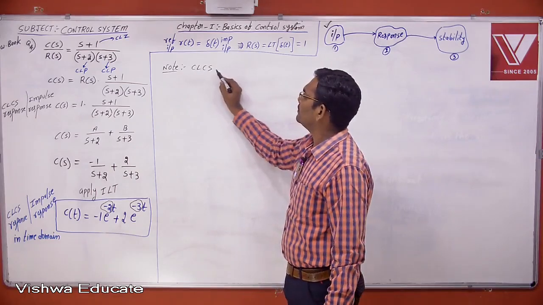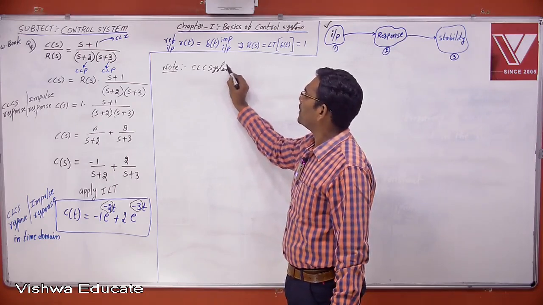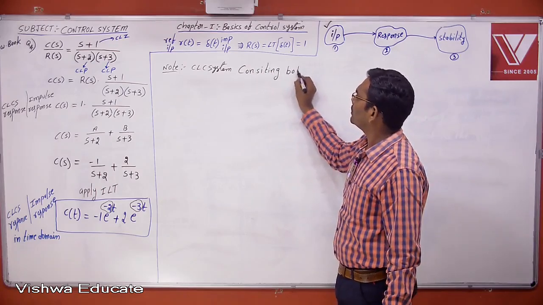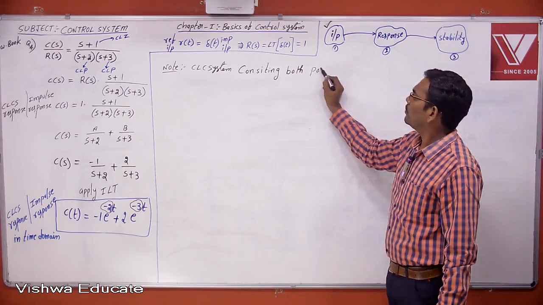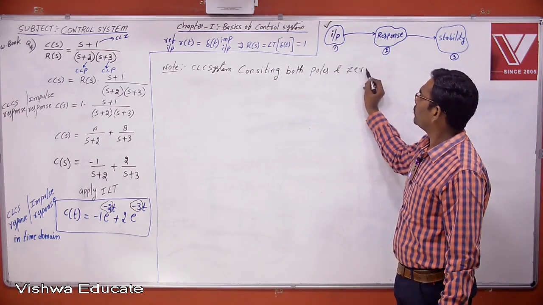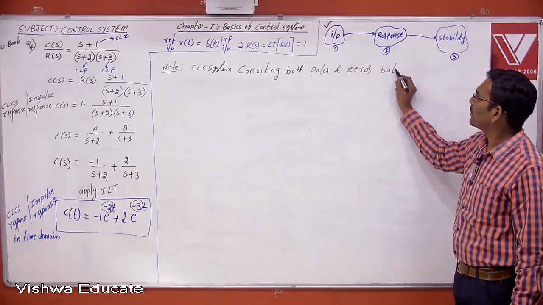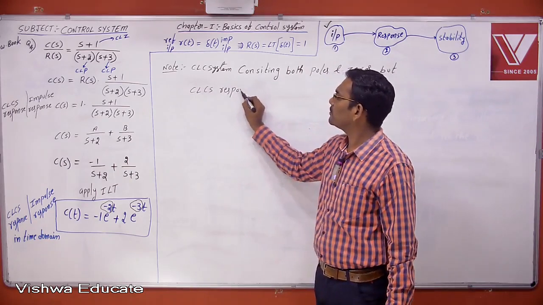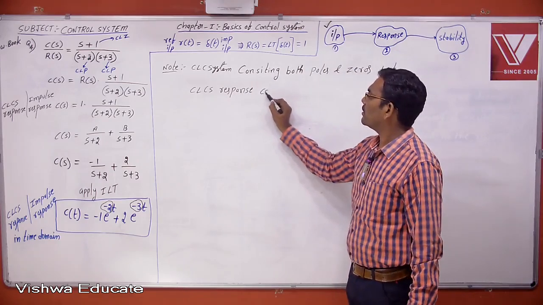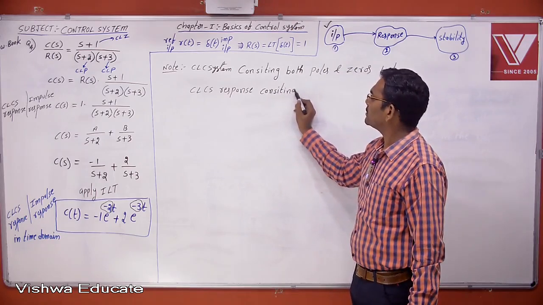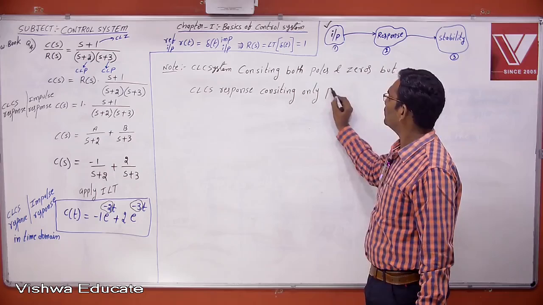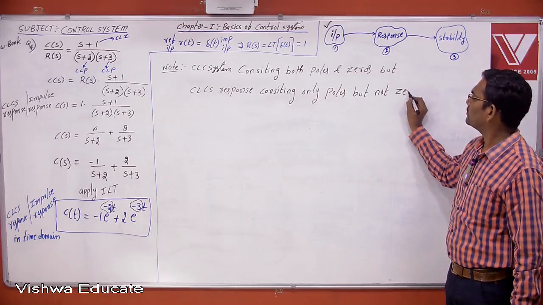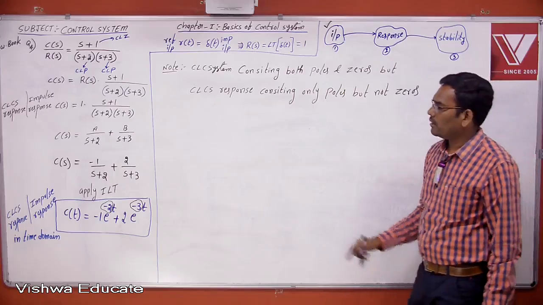Closed loop control system consisting of both poles and zeros, but the closed loop control system response, meaning the output response, consisting only of poles but not zeros. Do you understand? Now this is the example for that.